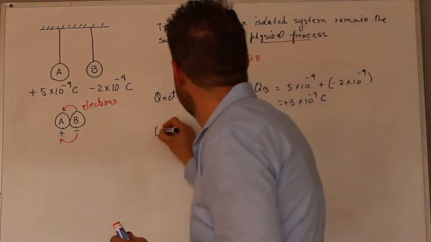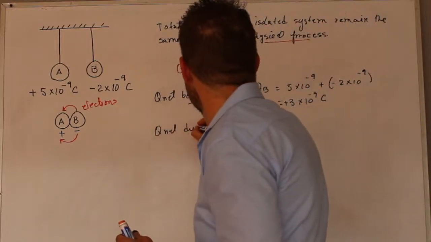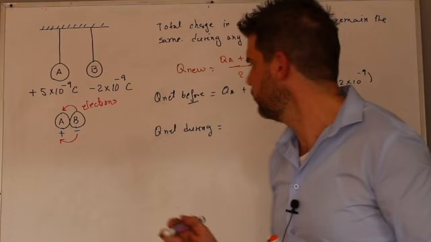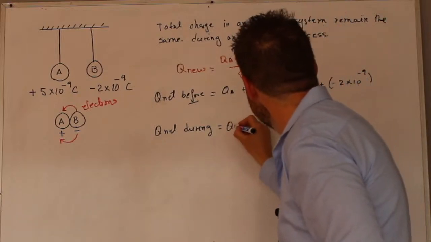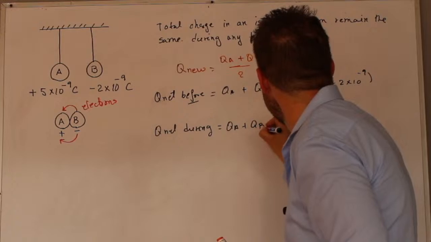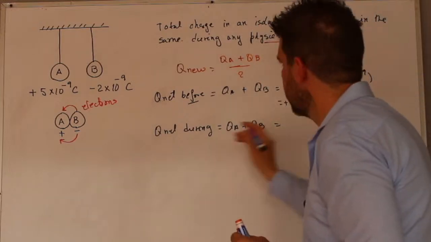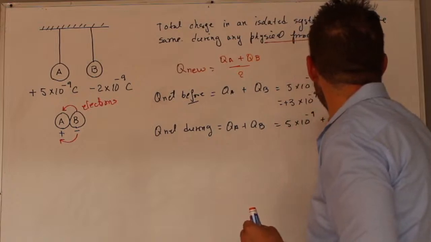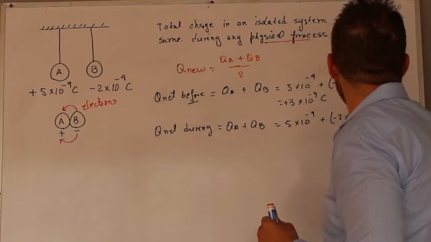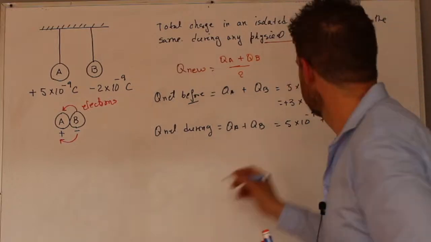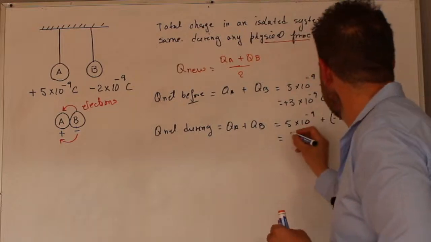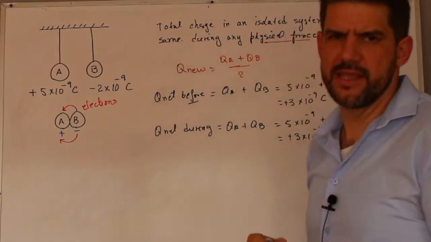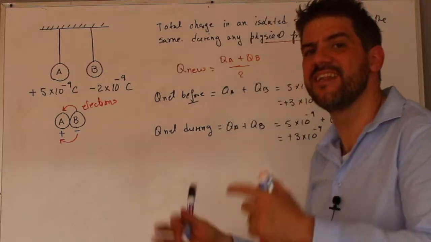During, let's say here, Q net, during the time that they are touching each other. This one is going to be QA plus QB. It is the same. The QA is still 5 times 10 to the minus 9 plus minus 2 times 10 to the minus 9. All right, so what is the net charge there? It's going to be positive 3 times 10 to the minus 9 coulomb. That is the net charge before the touching and during the touching.